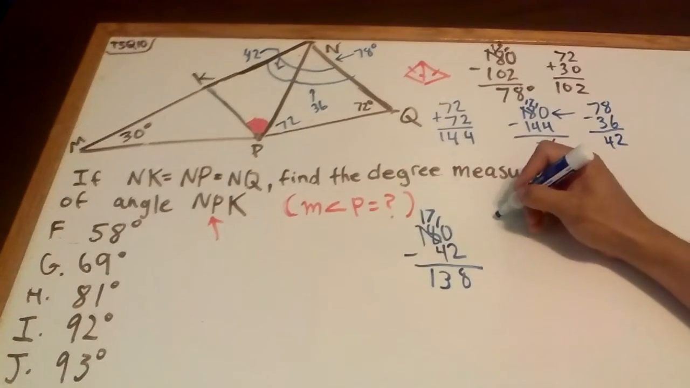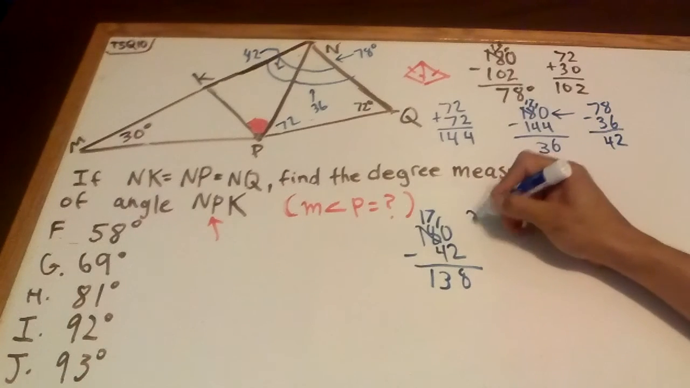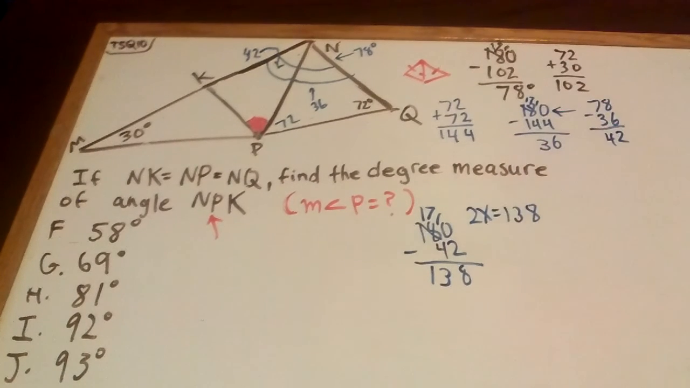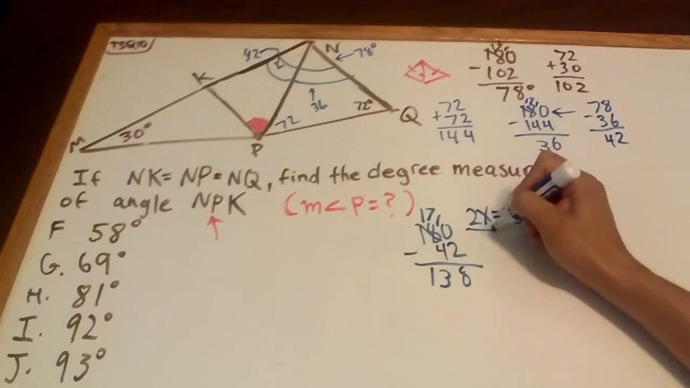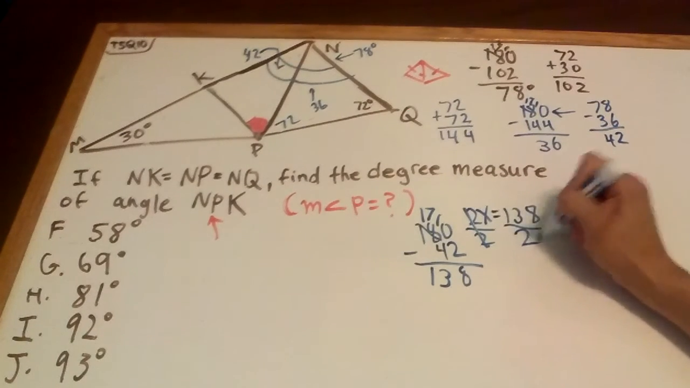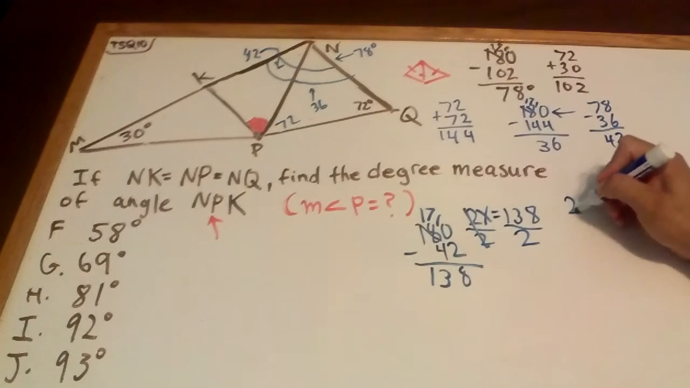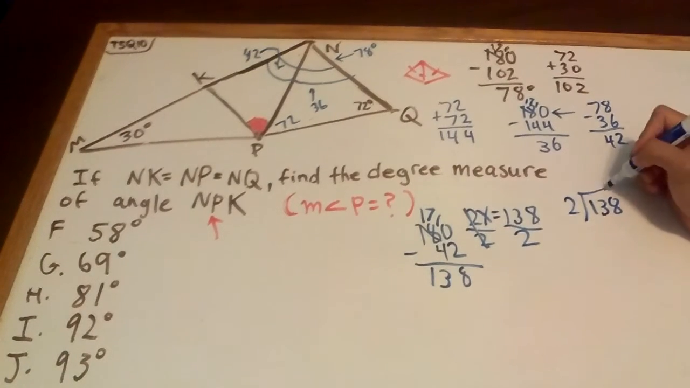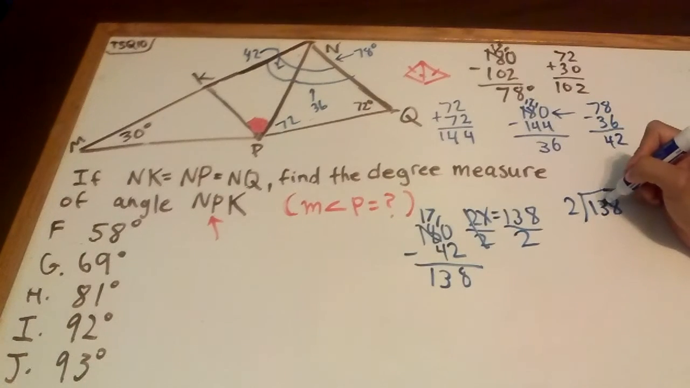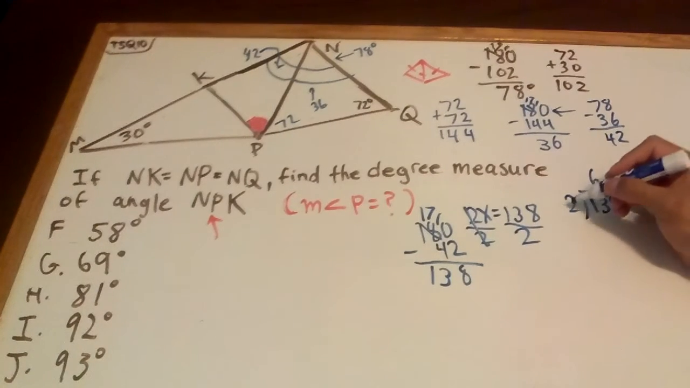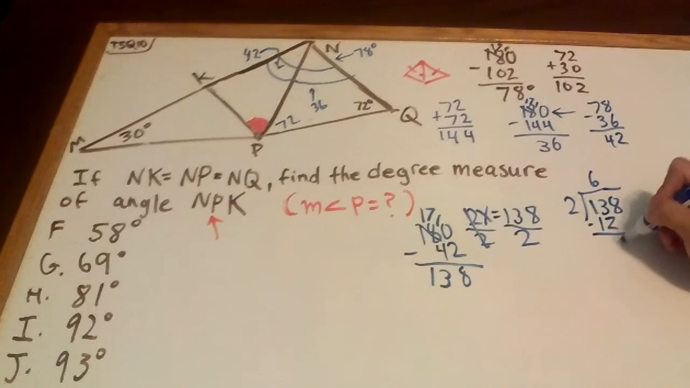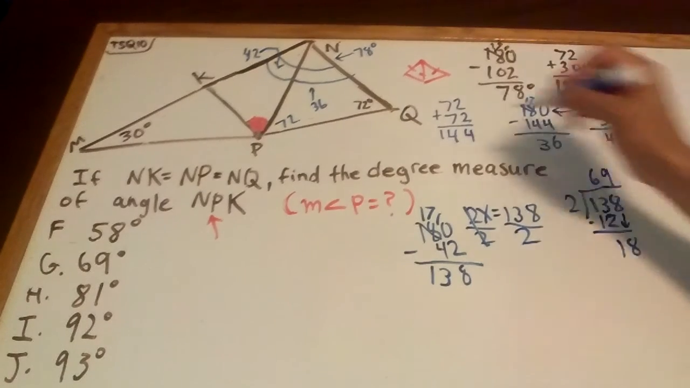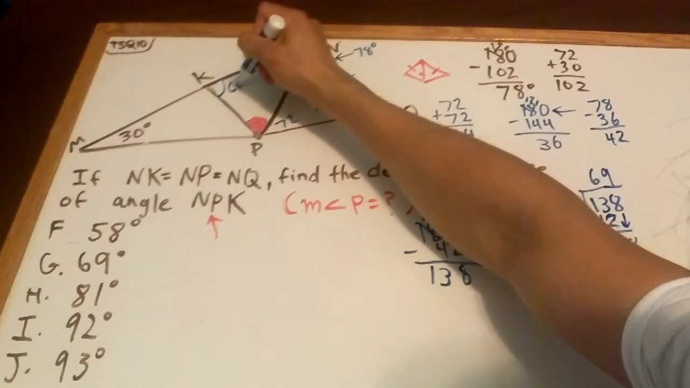So we do 2x equals 138. We divide by 2. We divide by 2. And let's do it. I wonder, can you see that? Yes, you can. All right. How many 2's go in 13? 6 do. 6 times 2 is 12. Bring that down. How many 2's go in 18? 9. So now we know this is 69.